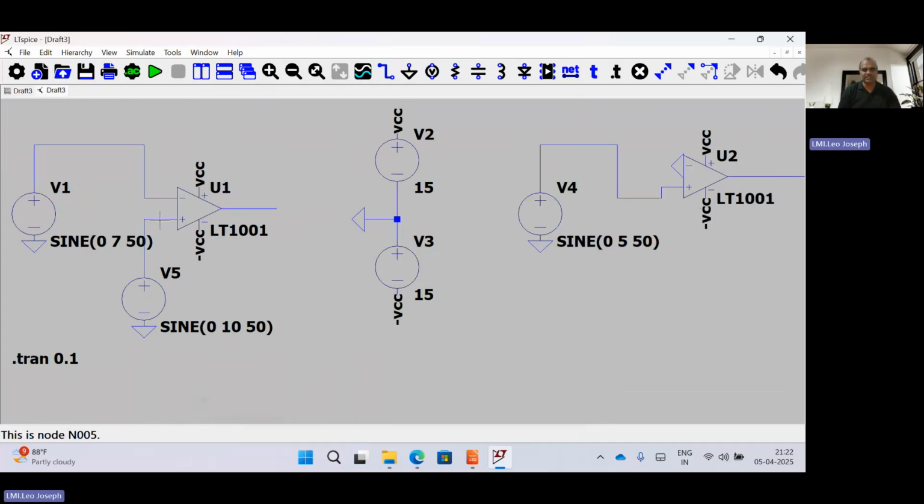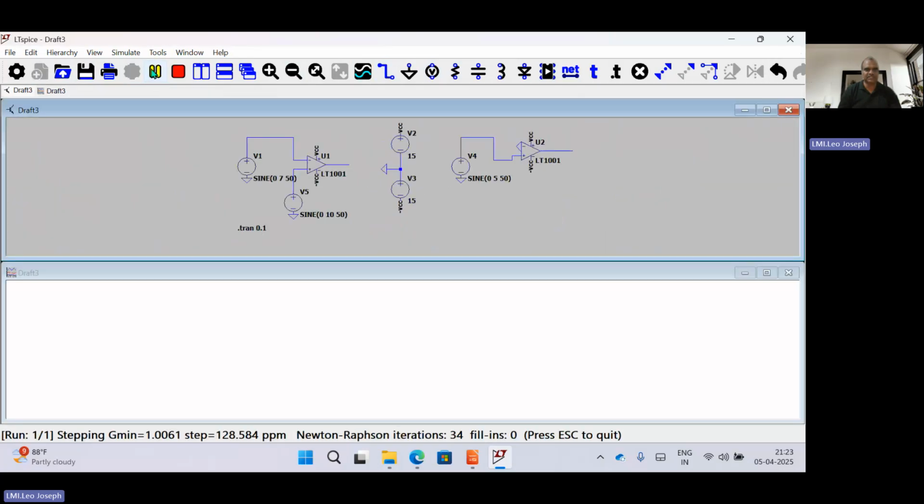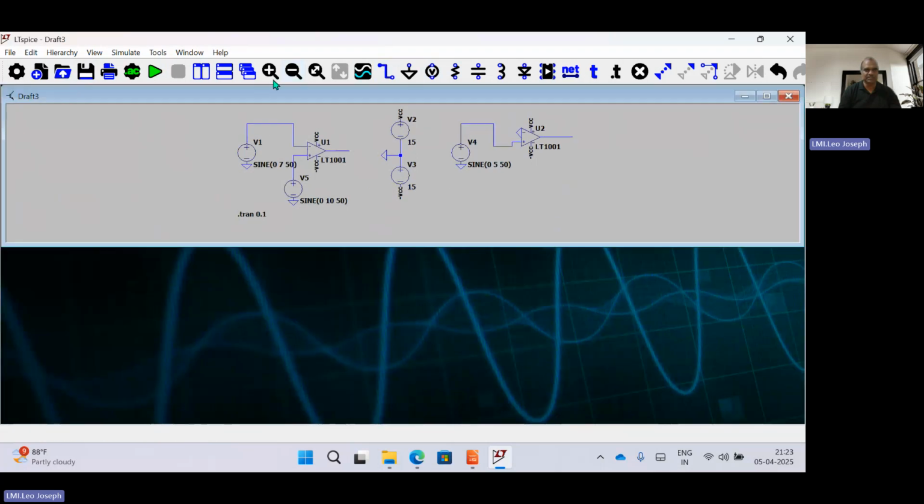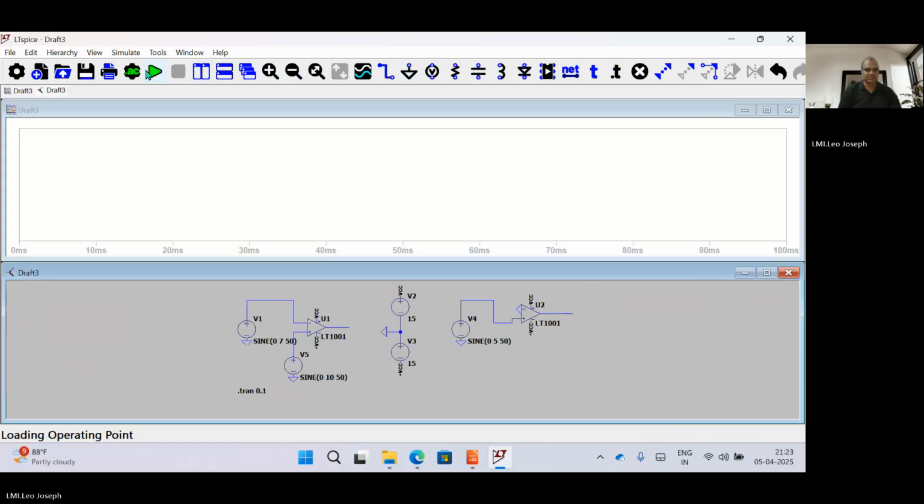Positive potential is greater means plus V saturation will come. Negative potential is greater means minus V saturation will come. That is the point. Now you can understand. Now I am running the same circuit. You can see here what is happening. Now I am going to click this. I will close and run once again for better understanding. I will run it. Okay.